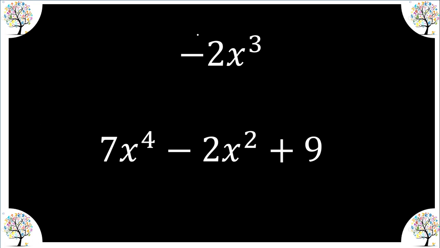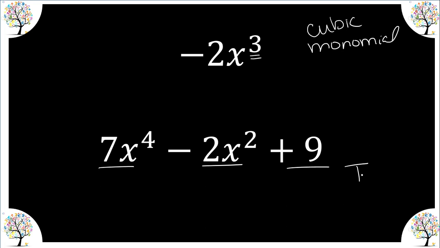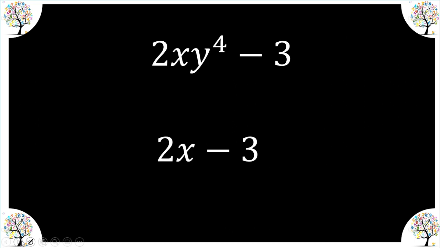In this top one, we have a single term, so that's monomial, and it has a degree of 3, so we're going to call it a cubic monomial. This example here, we have 1, 2, 3 terms. So trinomial, nomial meaning terms. And our largest exponent is 4. So a degree of 4, we call that a quartic, like quarter or quart, meaning 4. So this is a quartic trinomial.